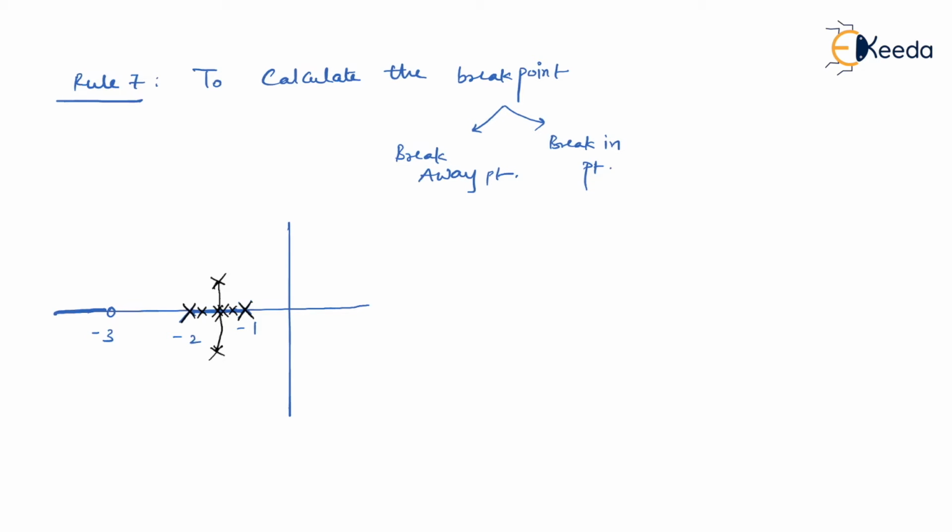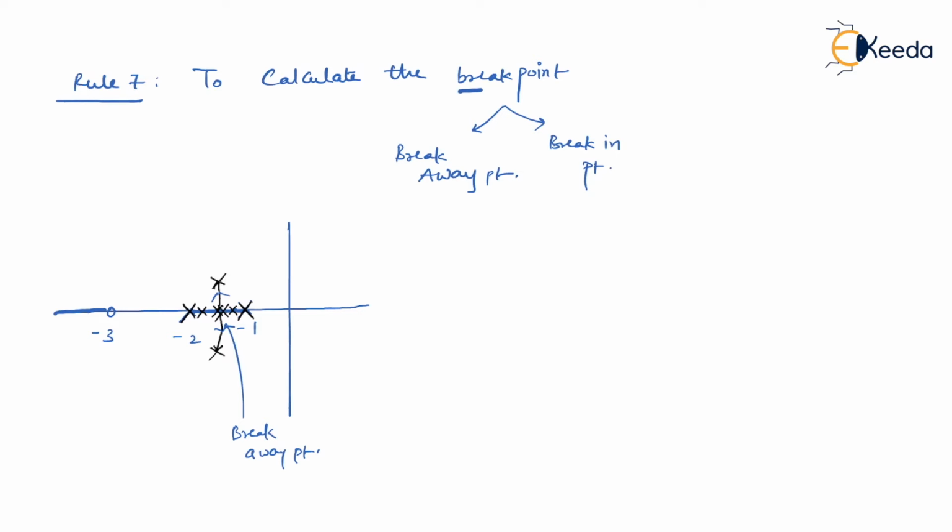That particular point on the real axis is called a break point. Since it is actually breaking away, I can categorize that break point as a breakaway point. So this is what we call a breakaway point. I hope you get my point. This example we have already seen in the last video.